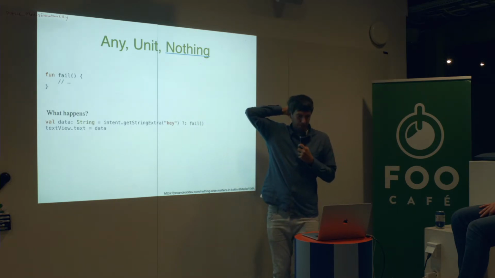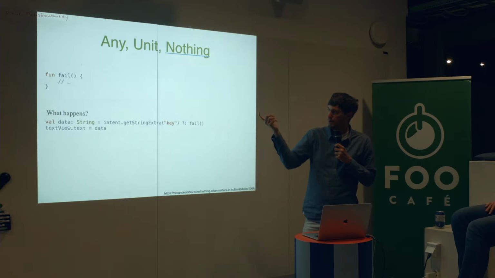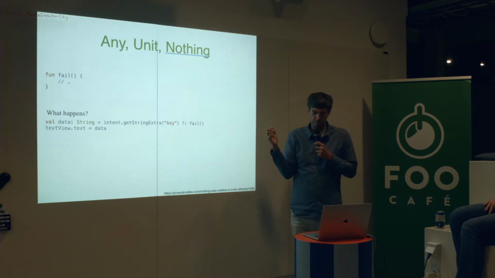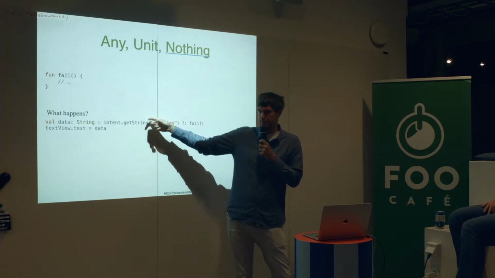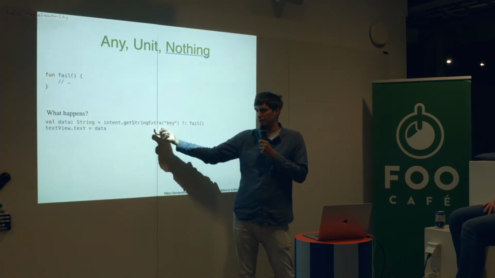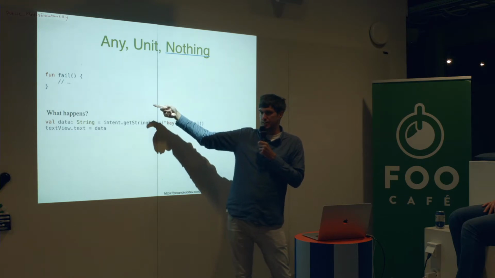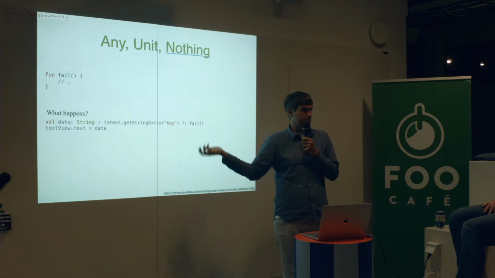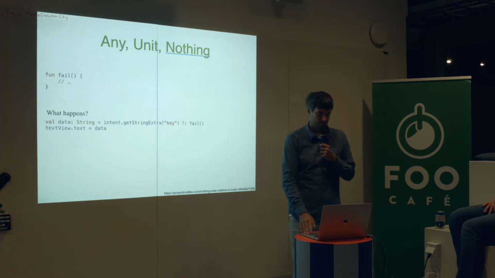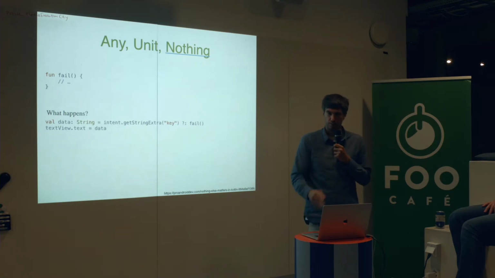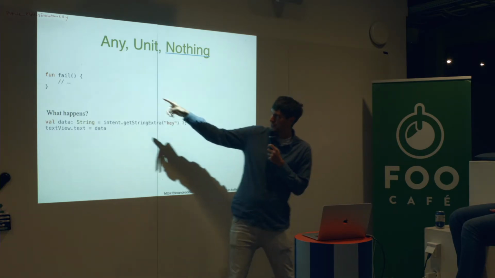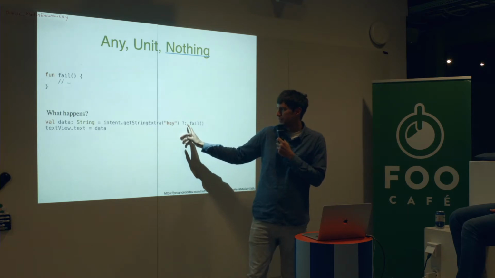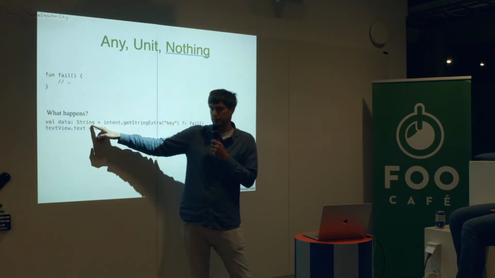Now what happens? If fail up here returns Nothing, then we don't need to check for any nullability here. We don't need to check null because we know that this fail function only throws an exception. But if it returns Unit, then we will actually get a compile error, because if this is null and it calls fail that returns Unit, it will not be possible to assign Unit to a String.